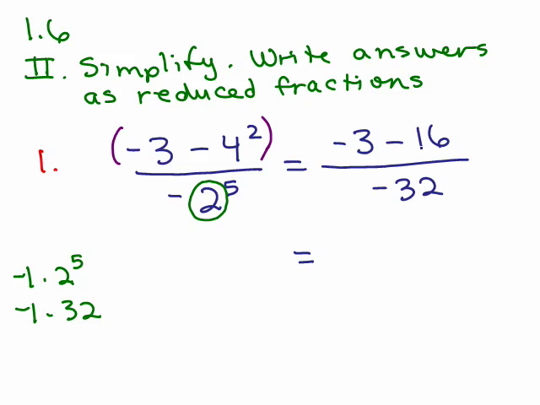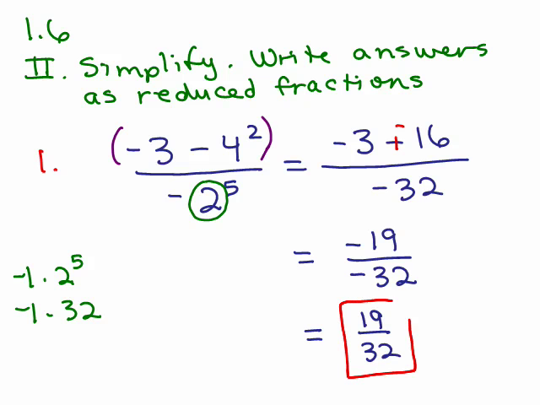So I have negative 3 minus 16, which remember can be thought of as negative 3 plus negative 16. So in the numerator I have negative 19, and in the denominator I have negative 32. I've got a negative divided by a negative, and the answer is 19/32, because that'll be a positive number. And that's number 1.